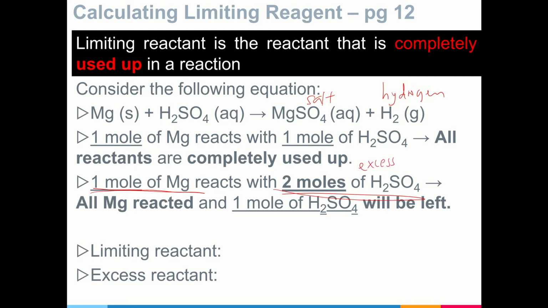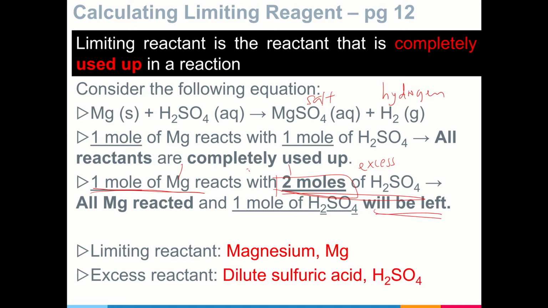I know from the mole ratio it's definitely 1:1. So even if I provided it with 2 moles, there will be 1 mole of excess left behind. From here, can you identify which one is the limiting and which one is the excess? The limiting reagent will be your magnesium, and the one in excess, because it's left behind, is your sulfuric acid.